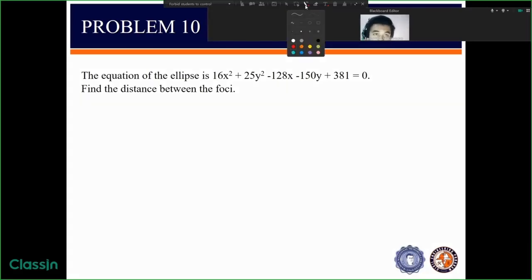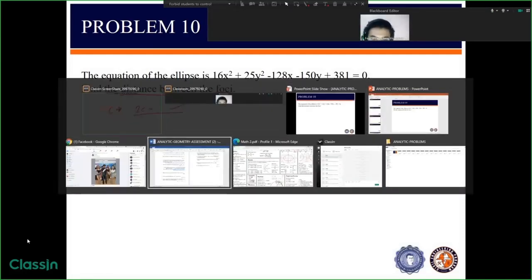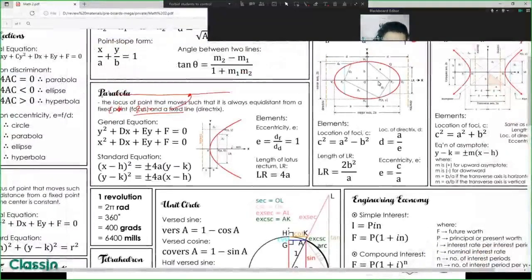So, I think the distance from the center to the focus is C. So the distance between the foci will be equal to 2C. So what we need here is to get C, then we just multiply it by 2. So this is the distance between foci, the 2C. Okay? You saw earlier in the illustration of our ellipse: this is the center, this is the focus, and this is also a focus. So the distance between the foci, from here to here, will be 2C.